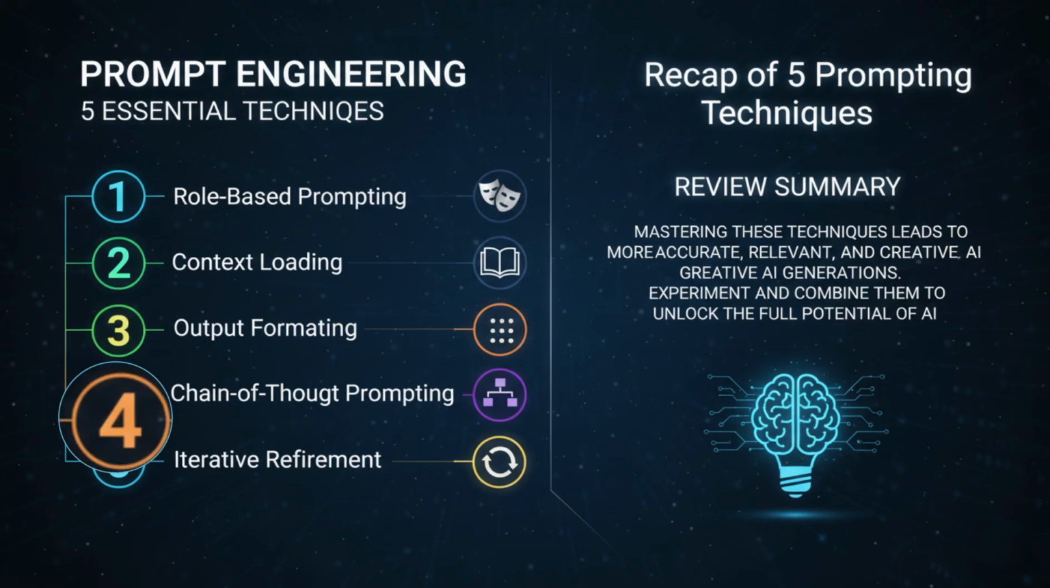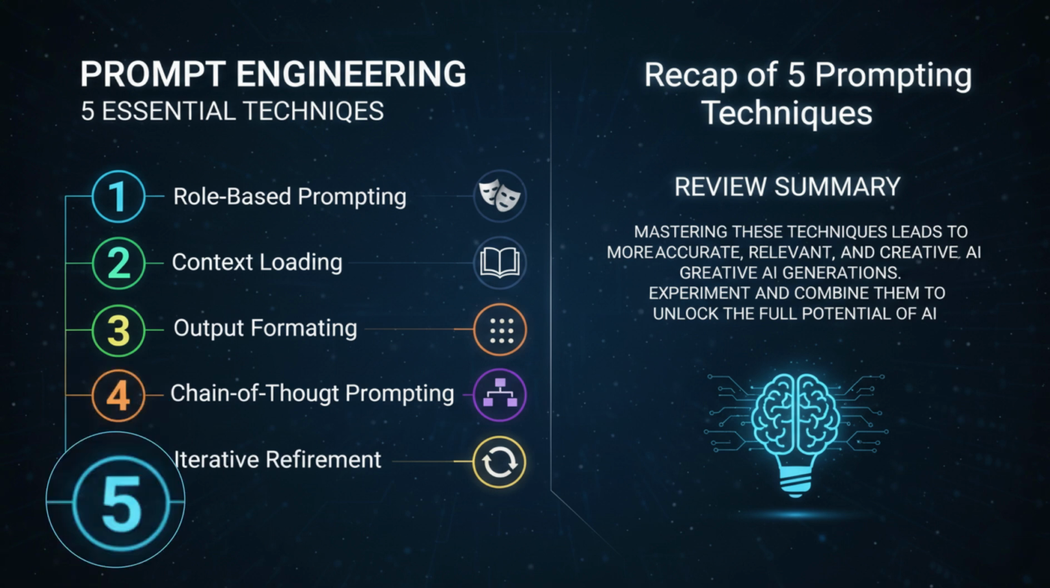Technique 4. Use chain of thought for complex problems. Ask AI to think through the reasoning step by step. Technique 5. Refine iteratively. Treat AI as a conversation, not a one-time search.